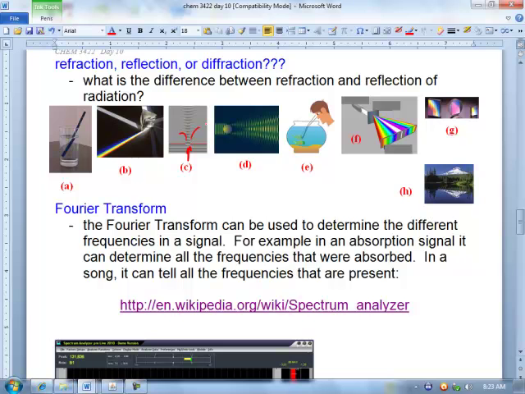The Fourier transform. Now we have a Fourier transform, John, in one of our machines. Which machine is it? Upstairs in 415. Yeah, the IR. But we don't call it the IR. The FTIR. FT stands for Fourier transform. Okay, infrared spectrophotometer.